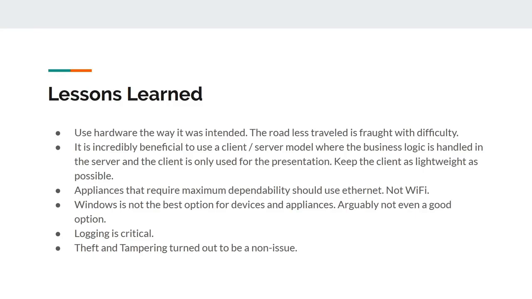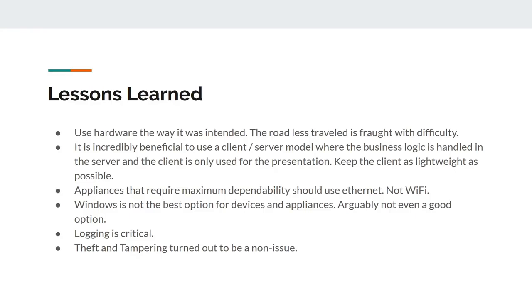Another thing is that it's incredibly beneficial to use a client server model. And the reason for that is, as my story progressed, you could see I went from one client application to another, to another, to another, and I hardly had to change any server code. And server code that I did change was not related to the client changes, unless there was some new feature request that I added.